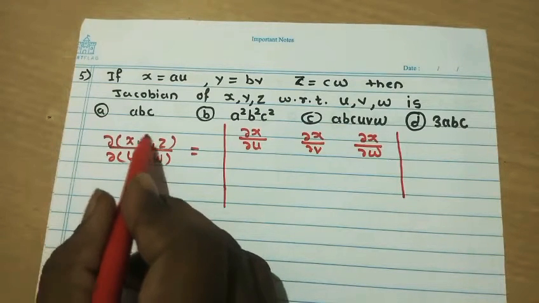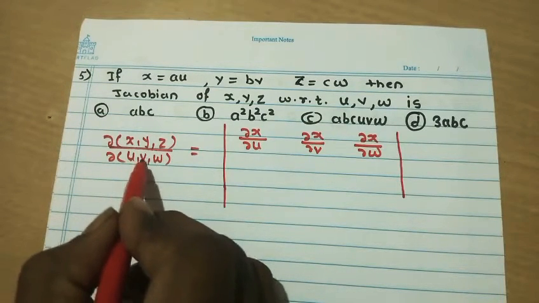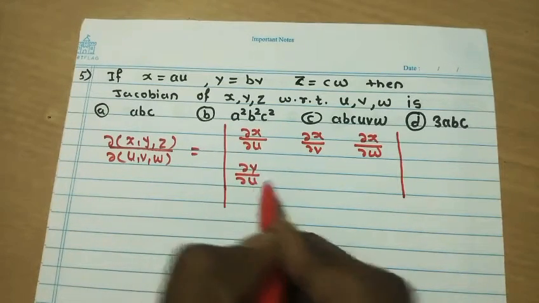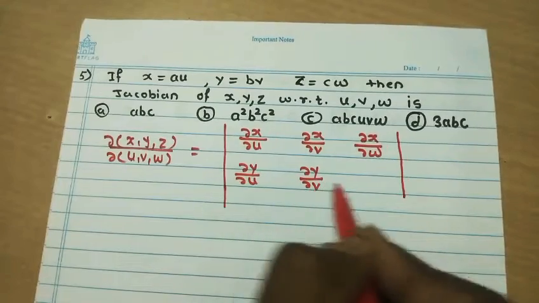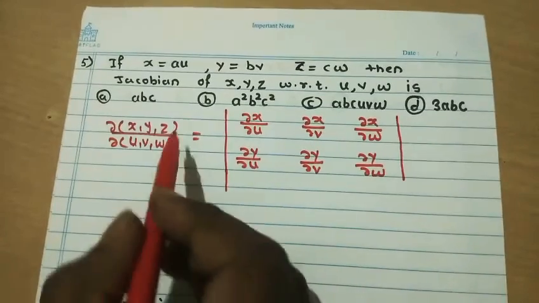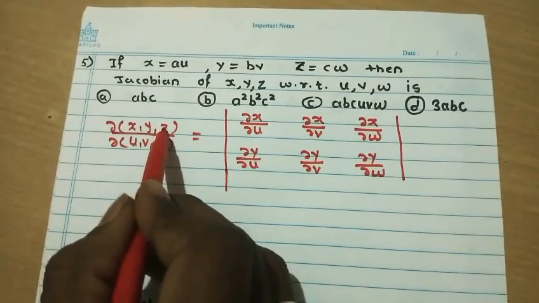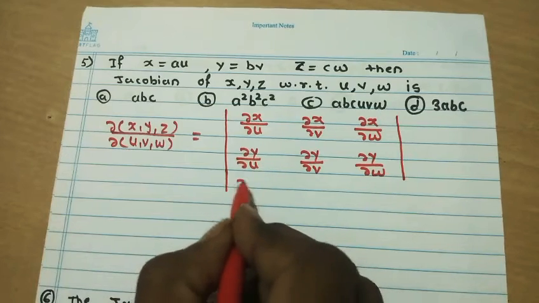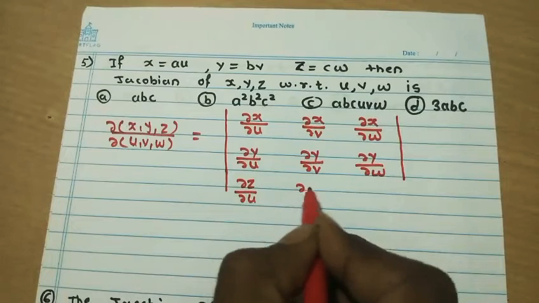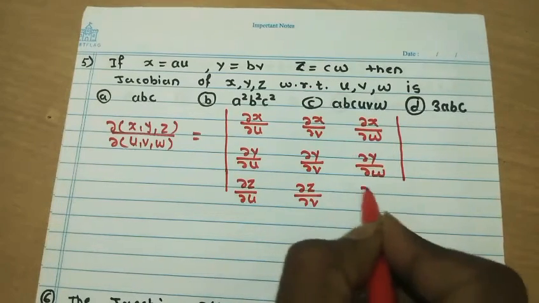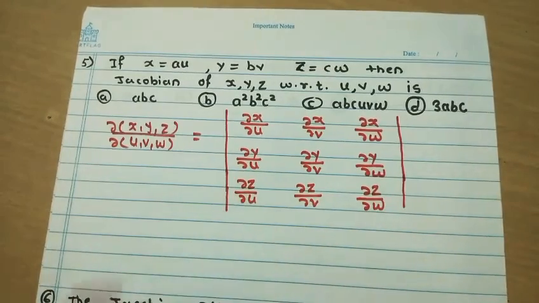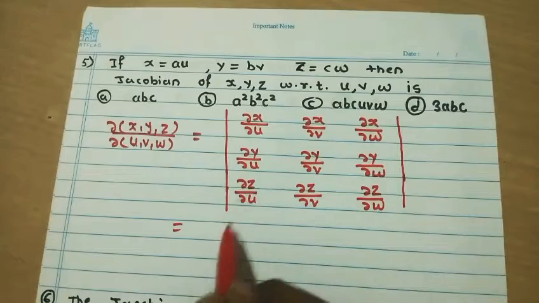In the second row, find the partial derivative of y with respect to u, v, w. So you will get del y by del u, del y by del v, del y by del w. In the third row, find the partial derivative of z with respect to u, v, w. So you will get del z by del u, del z by del v, del z by del w. Now find each and every term here.